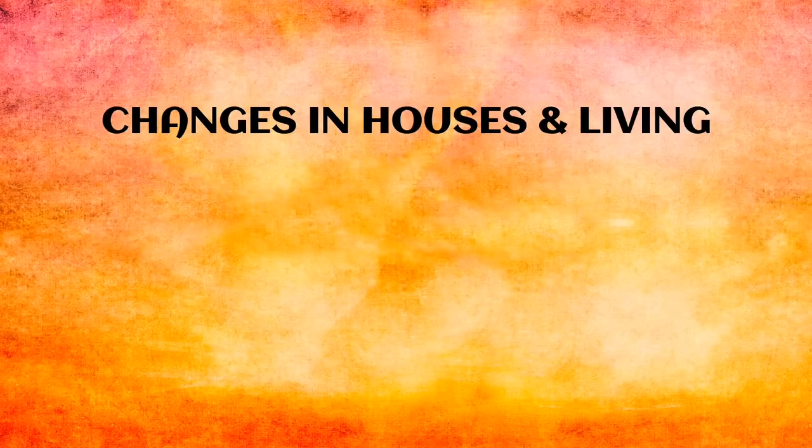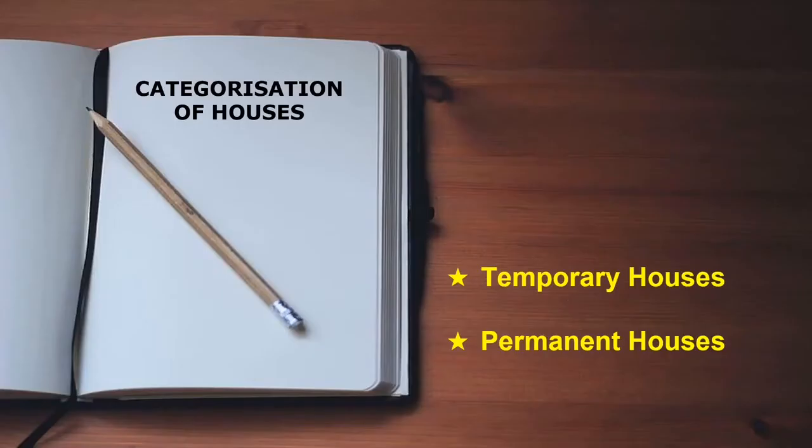After knowing how the boundaries of our country changed over time, let us now look at the changes which occurred in the houses and the way of living, for which it is essential to know that houses can mainly be divided as temporary and permanent. Temporary is something which is not long-lasting or not permanently fixed at a place, while permanent implies something which remains unchanged indefinitely or for a long time.